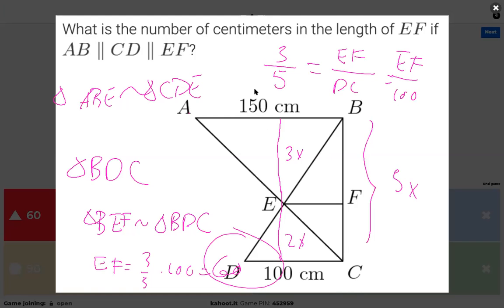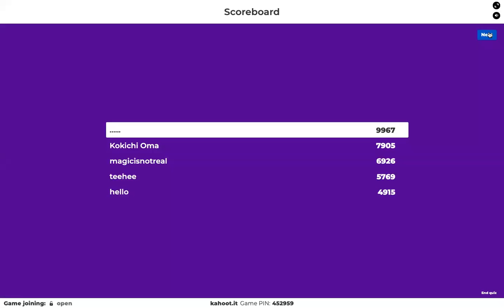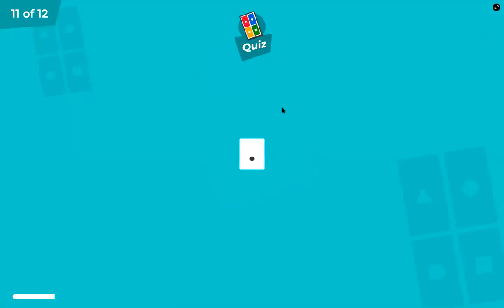Any questions about this one? Okay, let's move on now. Oh, no one got it right, so there's no change in the leaderboard. Second to last problem.